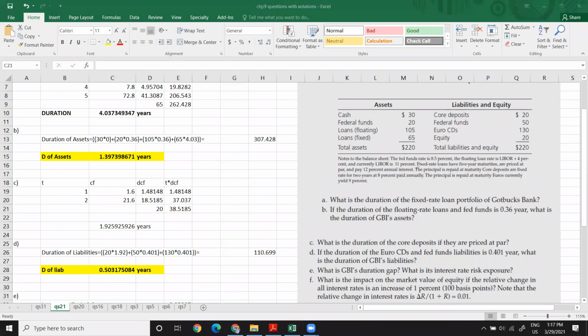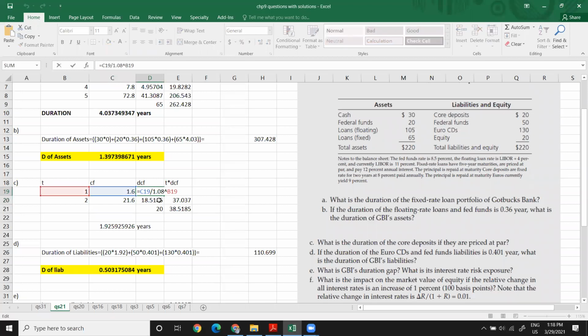Here, the principal is repaid at maturity, the core deposit has a fixed rate of 8% annually, okay? And this is euro, currently the yield is 9%. This is information we should keep in mind that we're given, 8% and so on. So first of all, my coupon payment here is 8% times the value of this, because it says the core deposit is priced at par.